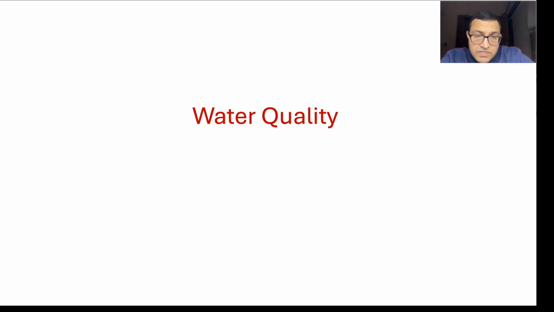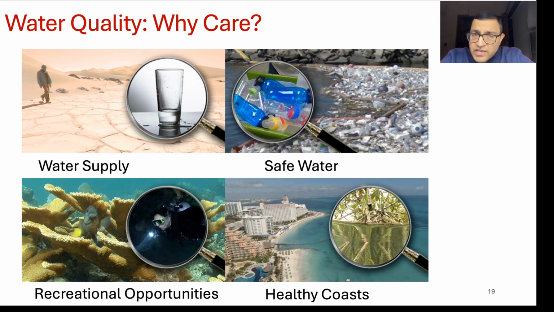Okay, now let's pivot to a related but different topic: water quality. Why do we care about water quality? Well, it's for very obvious reasons. We want to make sure we have safe water for drinking, for recreational opportunities, and for healthy coastlines, and for just environmental, human, plant, animal well-being. Water is the very basic and critical ingredient for human, plant, animal life. We want to preserve that purity of water.